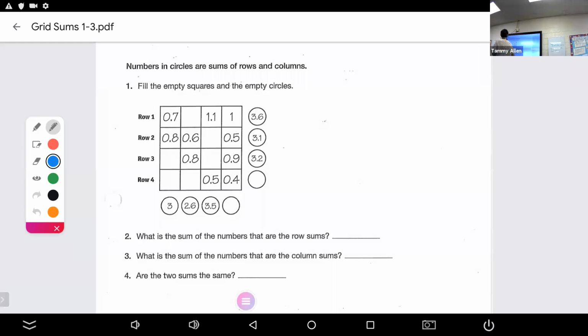For this one, the numbers in the circles are sums of rows and columns. What does a sum mean? The answer to what? Addition. Addition, yeah. So it means that when we add all these up, we get that. Okay?